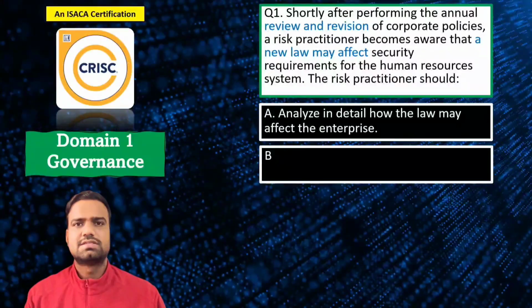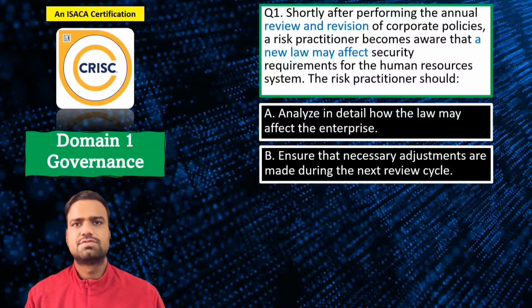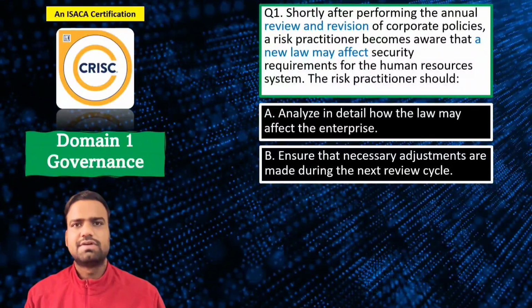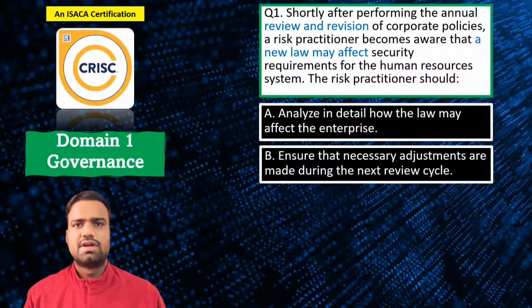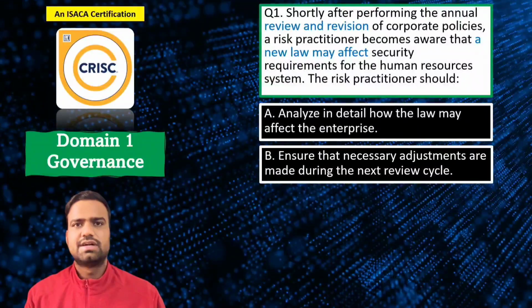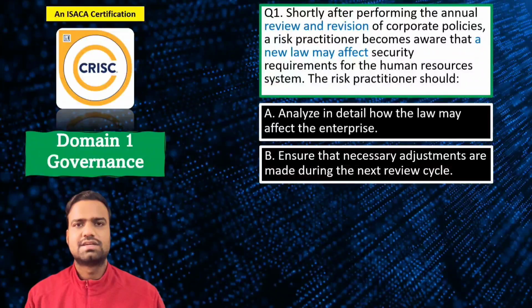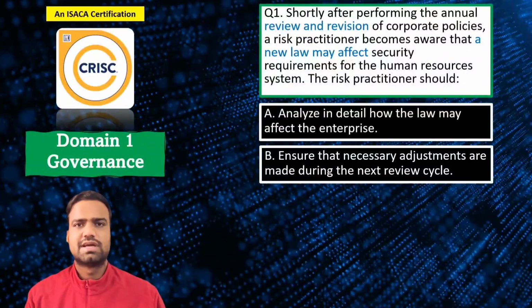Option B is ensure that all necessary adjustments are made during the next review cycle. So this is not the best answer, particularly when the law does not affect the enterprise. While an annual review cycle must be sufficient in general, but significant changes in the internal or external environment should trigger reassessment or review of policies again.